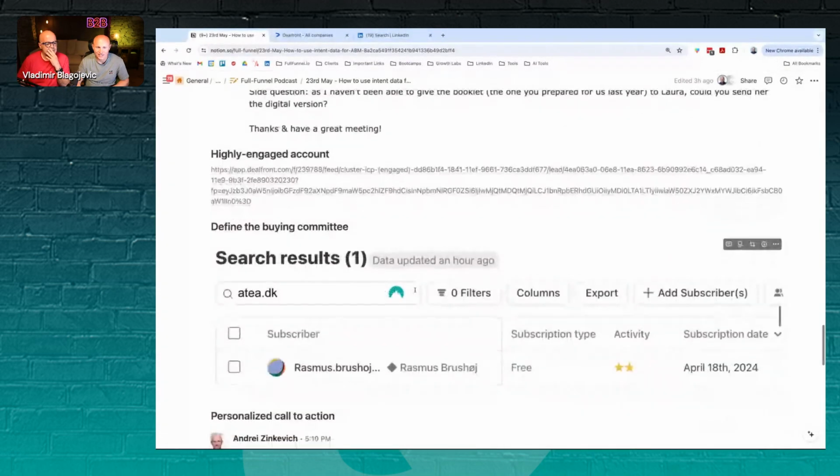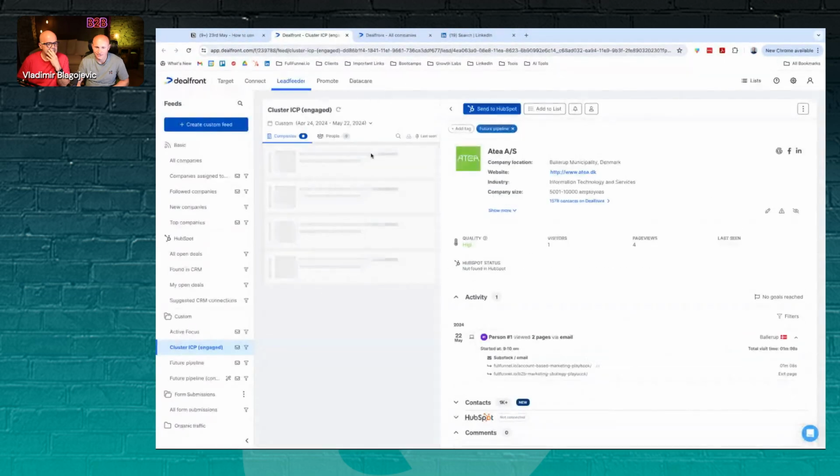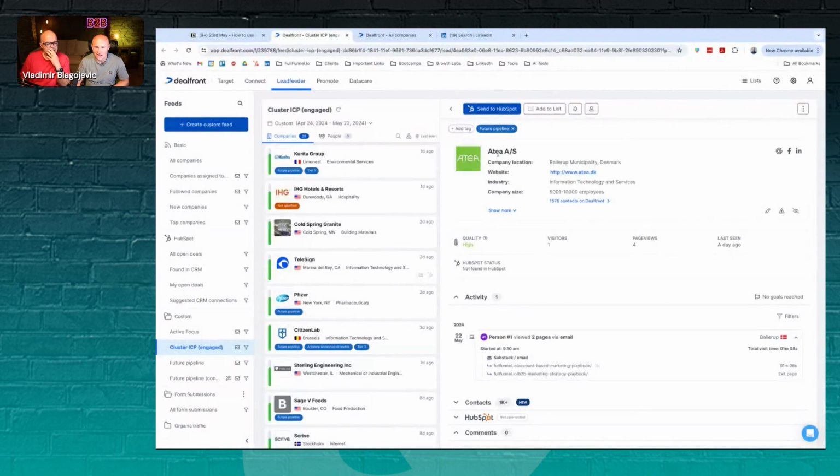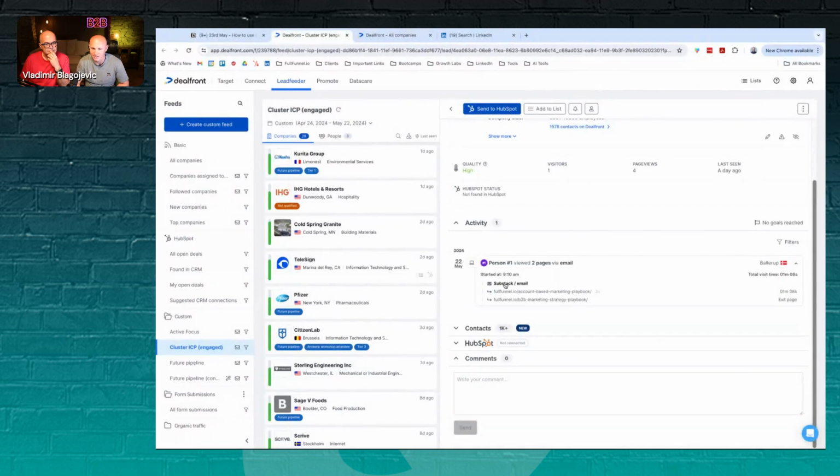Okay, so let's move forward. Let me show you another example. I will click here, deal front. We have this company, Atea. There is some level of vendor awareness, not a huge engagement, but I will explain in a second why I assigned the tag future pipeline. Again, I saw that the person came from Substack. We host our newsletter on Substack, and basically it became our mini blog.